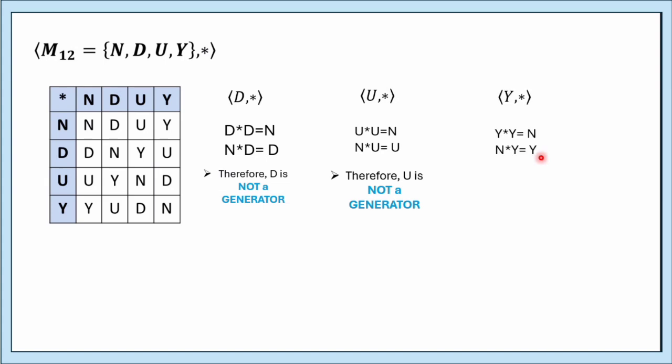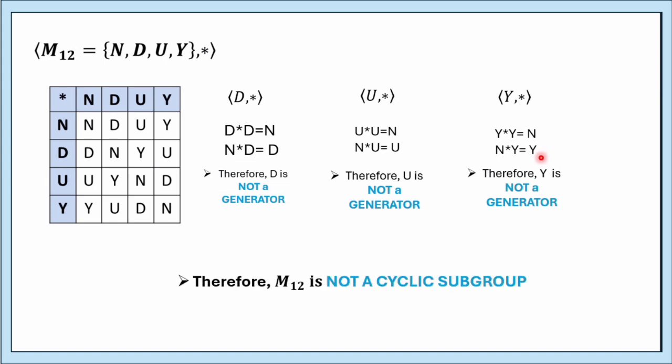For Y, we have Y star Y is equal to N, and N star Y is equal to Y. Since Y failed to generate all the elements of the set, Y is not a generator. Therefore, M sub 12 is not a cyclic subgroup since it doesn't have any generator.